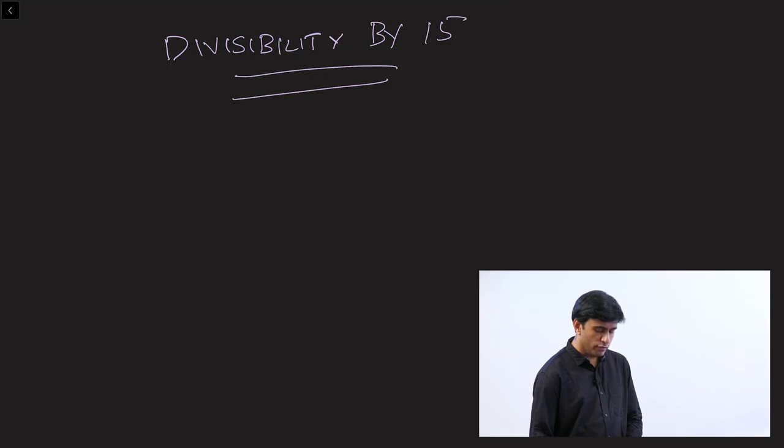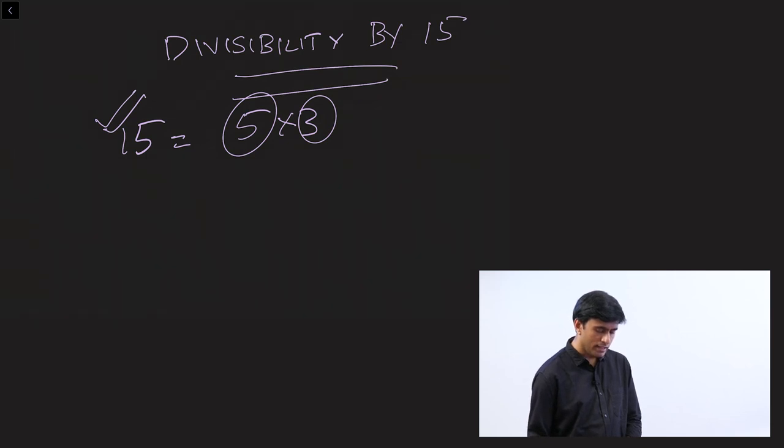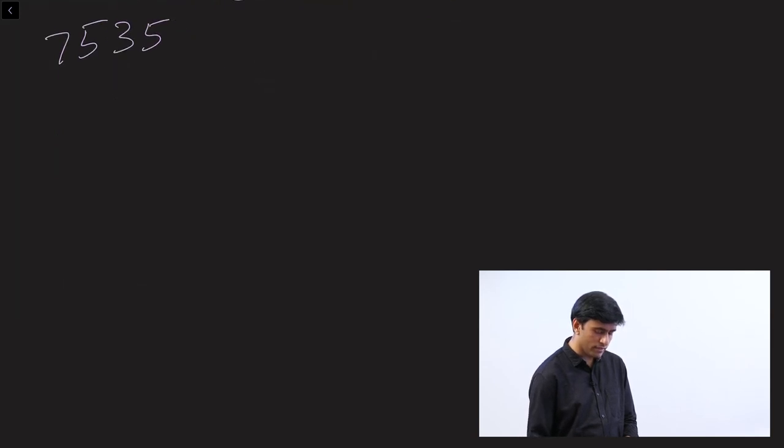Divisibility by 15. We know 15 is equal to 5 into 3. So if a number is divisible by 5 and 3, we can say that the number is divisible by 15. Let's consider 7535. Let's see if 7535 is divisible by 15.